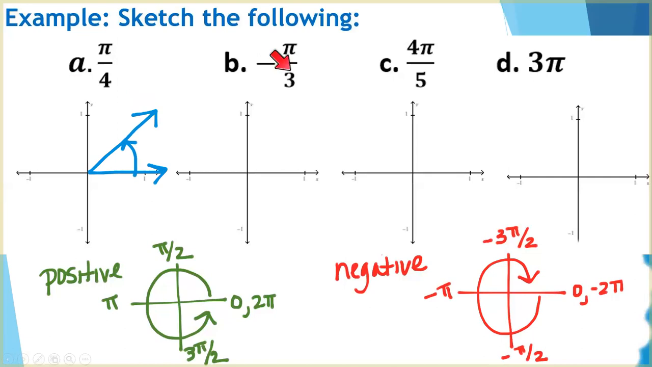Negative pi over 3, again, we begin here. Negative pi over 3, or 1/3. 1/3 is in between 0 and 1/2. So it's going to be in quadrant 4. So that would be my negative pi over 3.